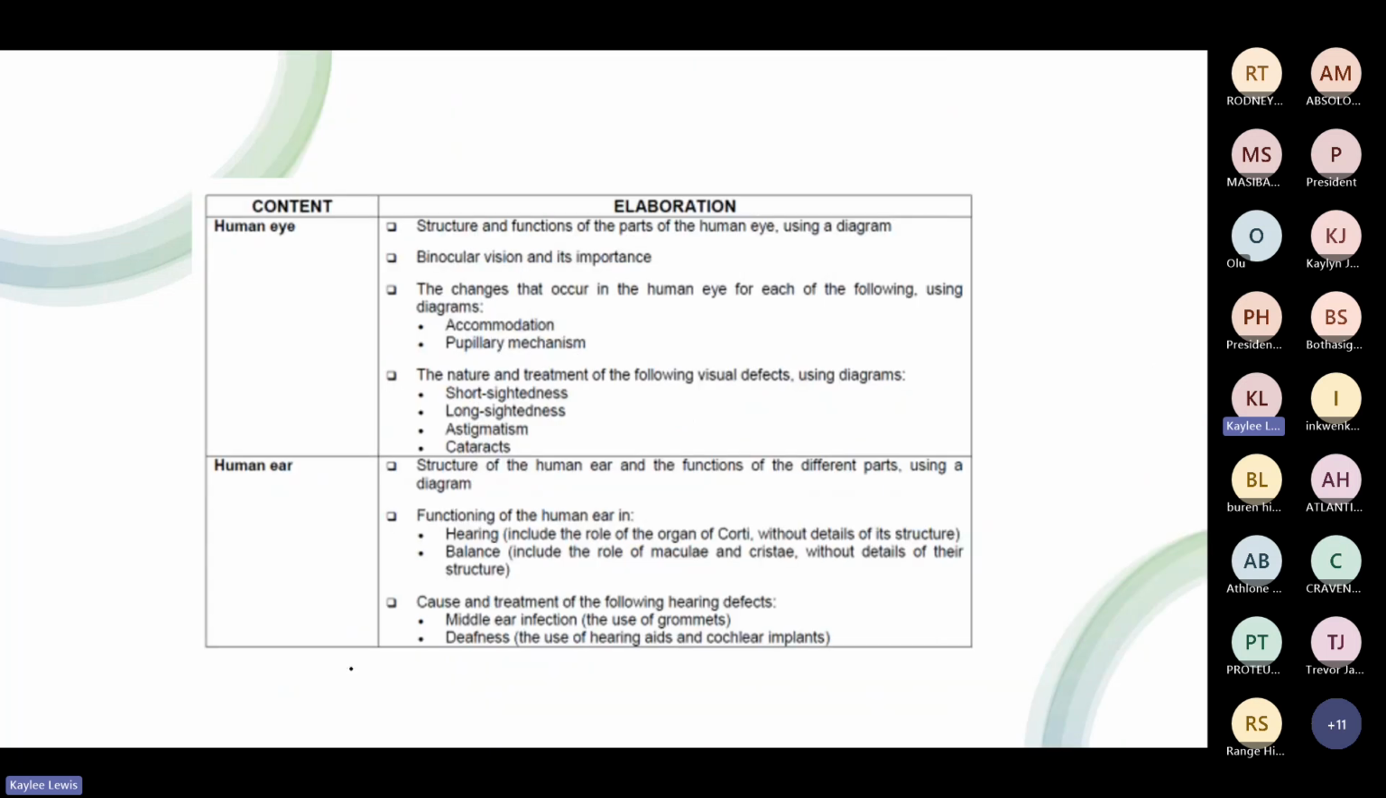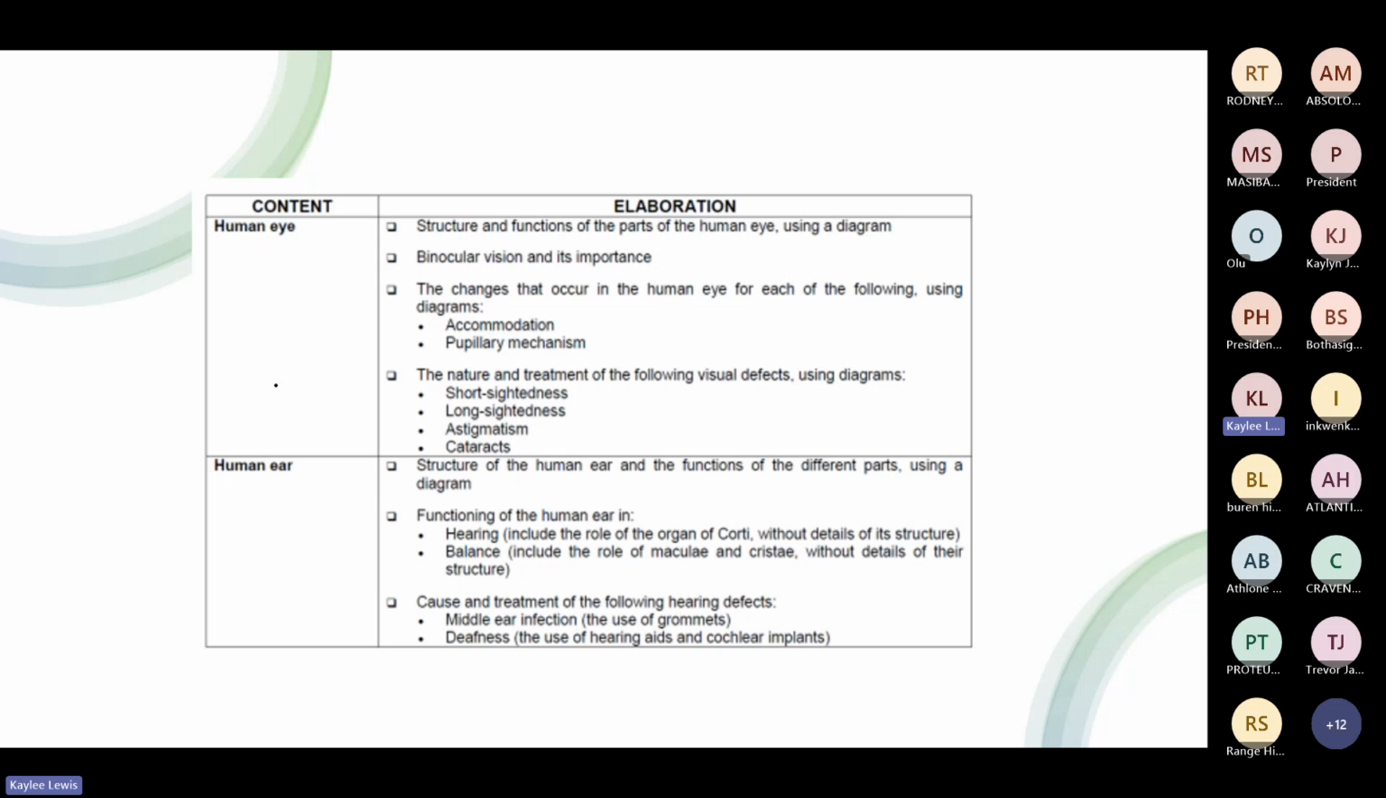And then we will go into the eye and the ear and looking at those structures of the eye and the ear, the functions of each structure, and then processes that are involved in both of them, as well as any disorders or visual or hearing defects. So that is the examination guidelines.